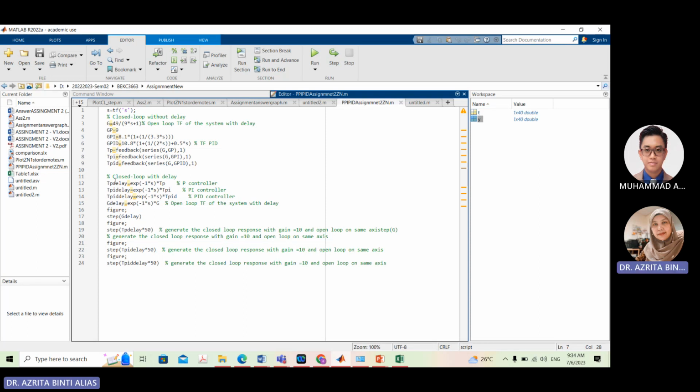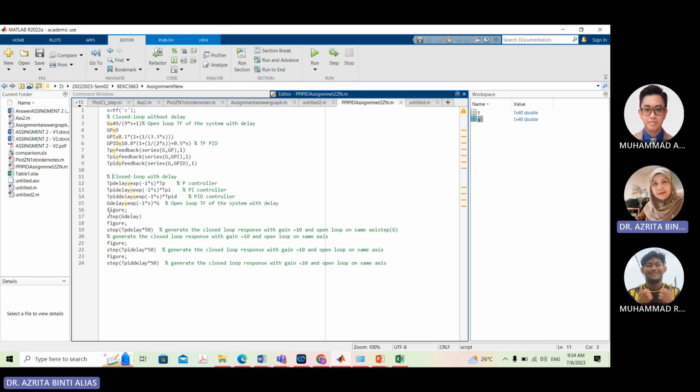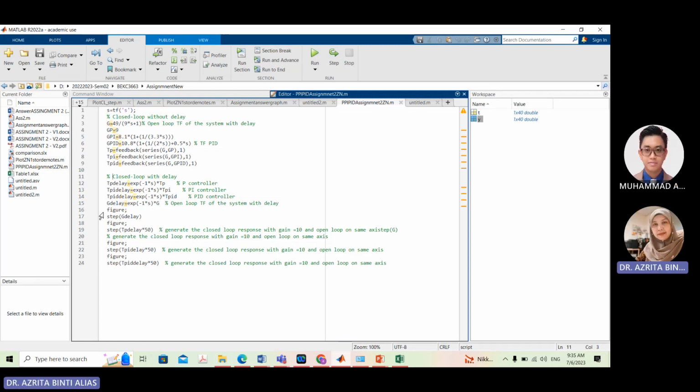Okay, so after that, we find the transfer function with delay. So we just multiply with the exponential minus LS for the TP, proportional, PI, PID, and also for the open loop system. So after that, we want to plot. So because I want to plot with different figures, you need to put figure, step G delay. Kalau you didn't put the figure, dia akan overlap the data. So you just have only one figure.